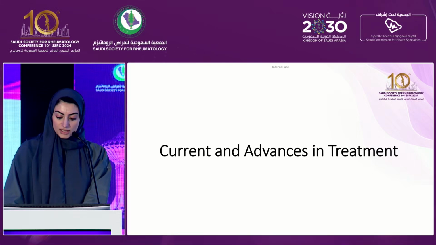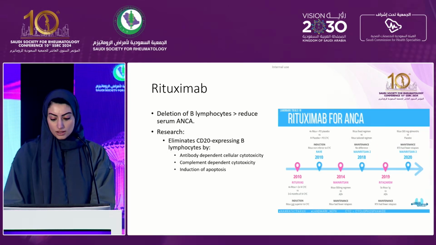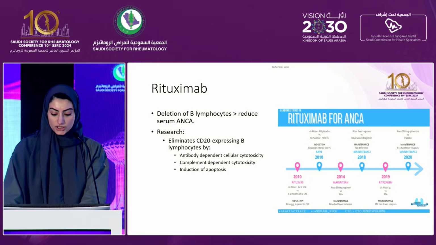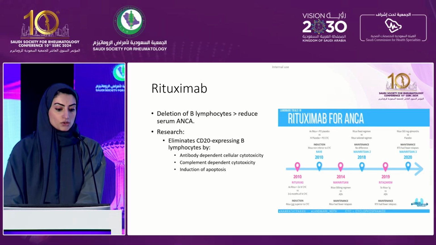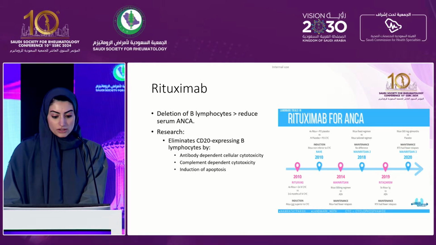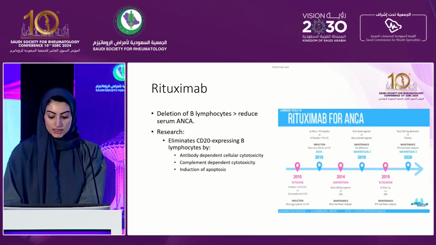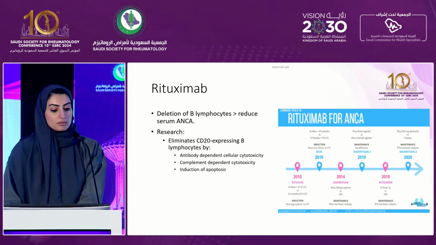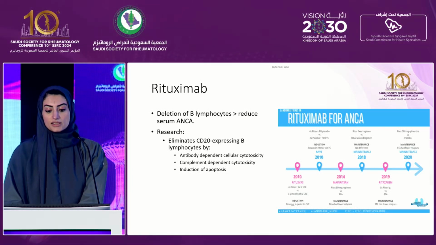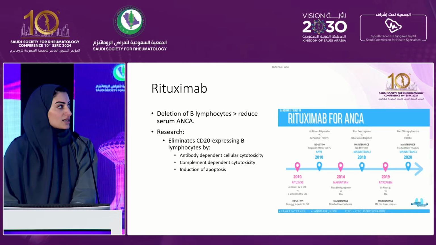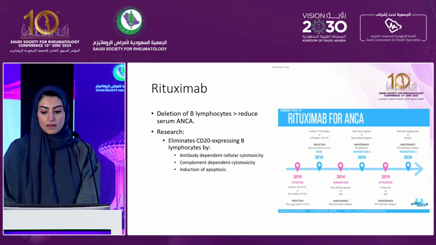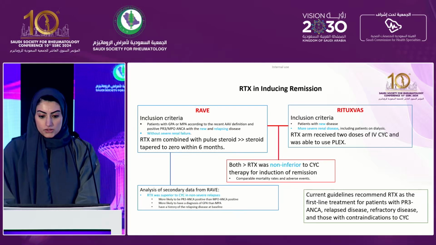Now, what are the current advances in the treatment of ANCA vasculitis? Moving to the first and most famous medication, rituximab. It is a chimeric murine monoclonal antibody that we all currently use because it is critical for ANCA-associated vasculitis treatment. Research found that it eliminates the CD20-expressing B lymphocytes through three main mechanisms. The first is antibody-dependent cellular cytotoxicity, the second is complement-dependent cytotoxicity, and the third is induction of apoptosis. And here's the timeline of the studies used in rituximab.